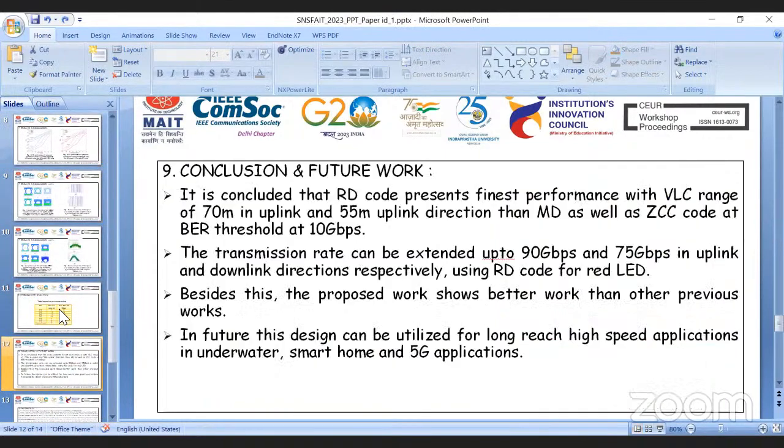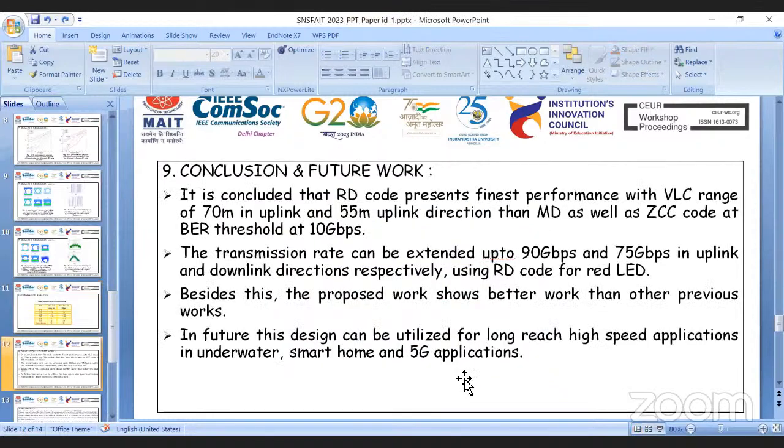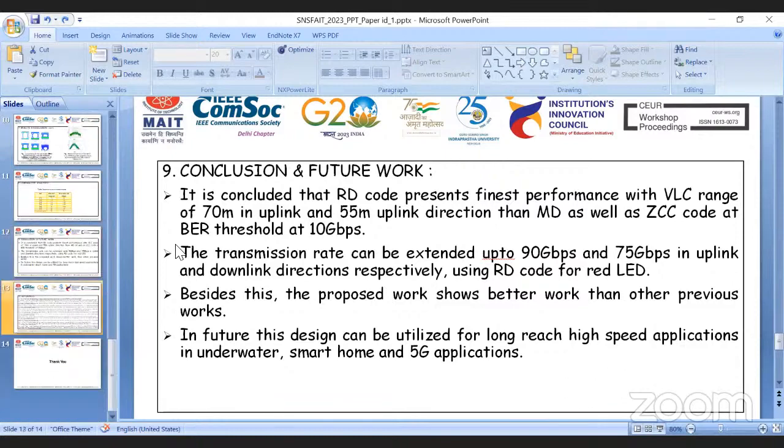Yes, definitely, sir. So this is my comparison, that is 70 meter and then 90 gigabits per second. This is my conclusion. It is considered that the RD code presents the finest performance with a VLC range of 70 meters in uplink and 55 meters in downlink. Then MD as well as ZCC code at the ER threshold value at 10 gigabits per second. The transmission data rate can be extended to 90 and 75 gigabits per second in uplink and downlink direction respectively, using the RD codes, using the red LED. Besides this, my performed work is better compared to other previous work, and this can definitely be used for long reach high speed applications, for underwater, smart home and 5G applications, and more than these applications too. So this is my conclusion, and these are my references.